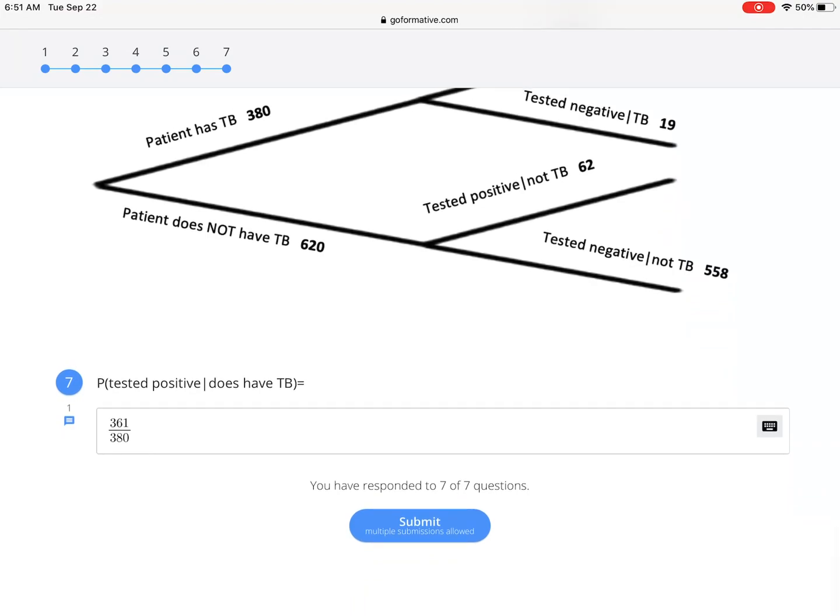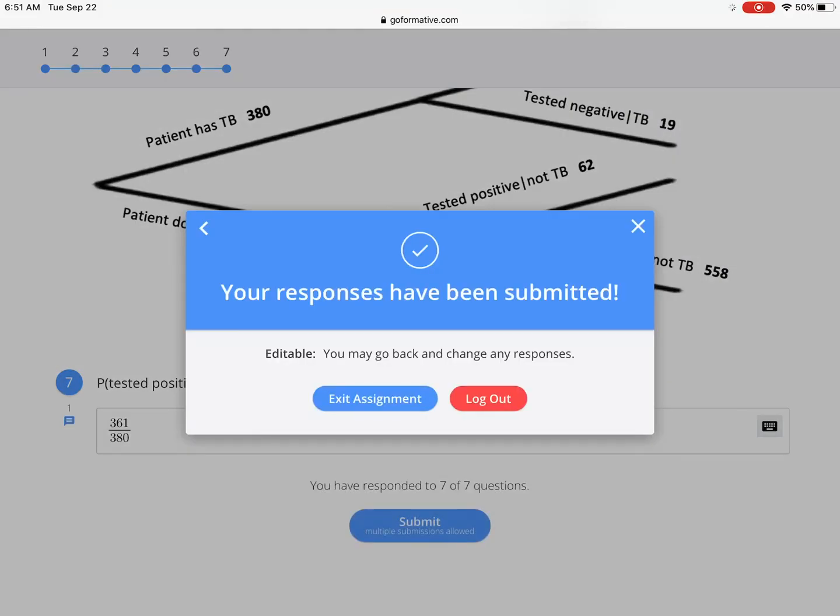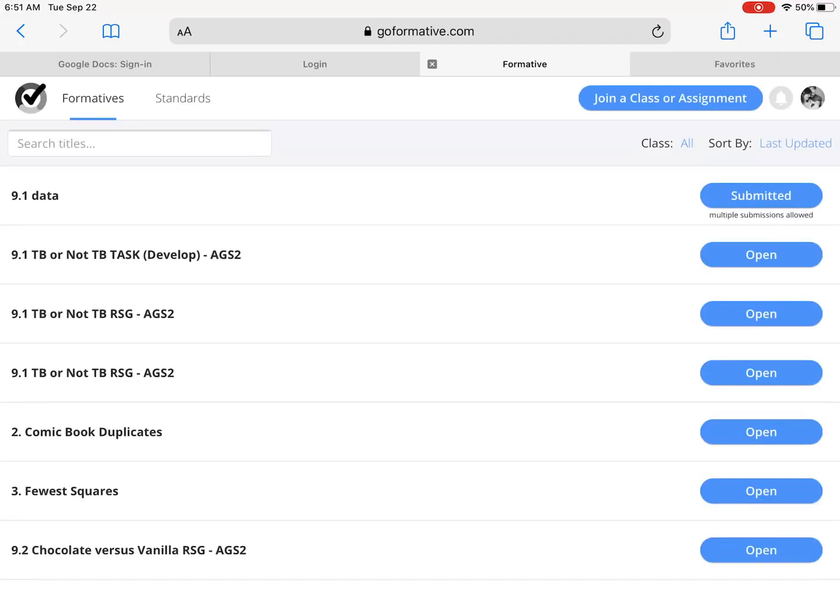So I did make this, see how it says multiple submissions are allowed. If this was a test or a quiz, it would not be, but on this one it is. So I just hit submit and exit assignment. And that shows on my side that I just got 7 out of 7 correct. Okay, so hopefully that helped before we move on today.